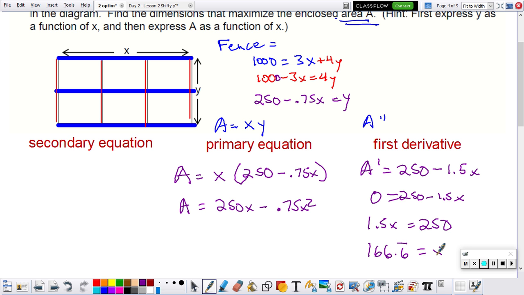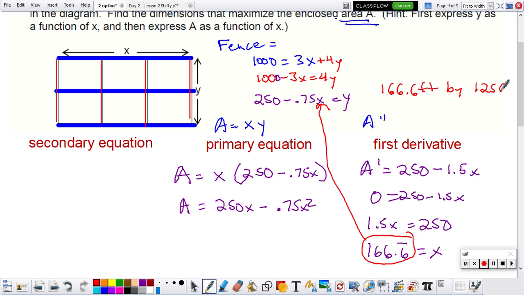So now I'm going to do for Y, I'm going to plug this number here, and I end up with Y is about 125. So my answer is 166.6 feet by 125 feet. So go ahead and finish any problems we haven't from pages 7 to 9.